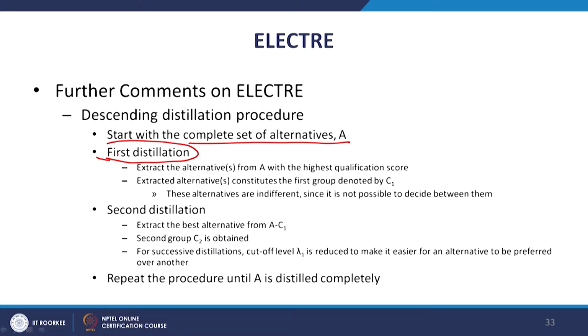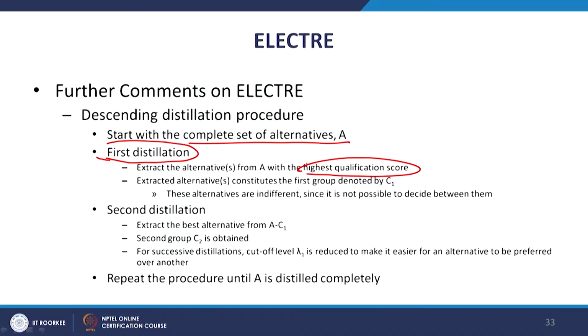What happens in the first distillation is that we extract the alternative from A with the highest qualification score. The qualification scores are computed based on the computation that we have done before. We have determined the preference relation already, so based on that we can compute the qualification scores. Now in the first distillation, from the set of alternatives A, we are going to extract the alternative which has the highest qualification score.